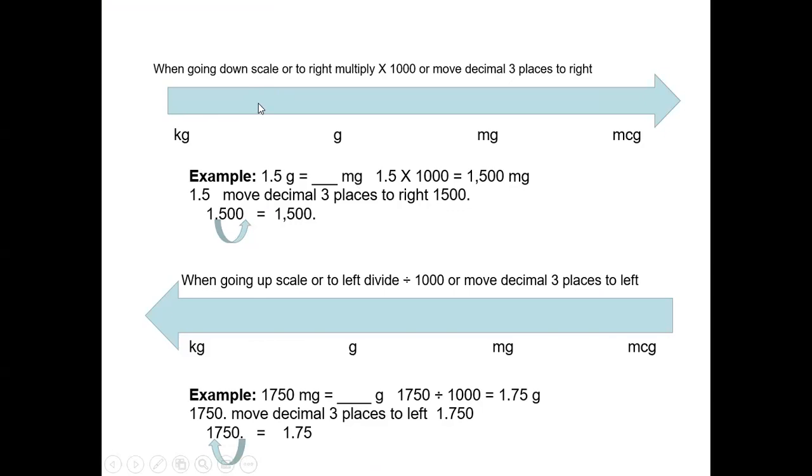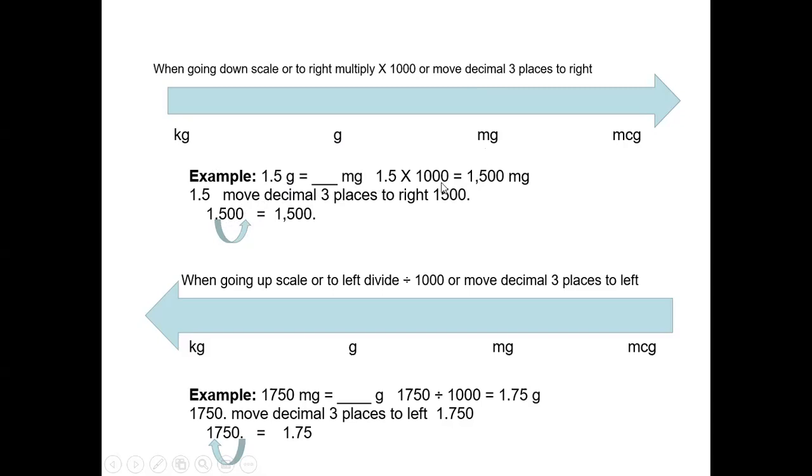Again, look at the scale. Think about the scale. When you're going down the scale or to the right, you're going to multiply by 1,000 or move that decimal 3 places to the right. So for example, we have 1.5 grams here. We're going to milligrams, so we're going to the right. 1.5, 1, 2, 3. So 1.5 grams equals 1,500 milligrams.